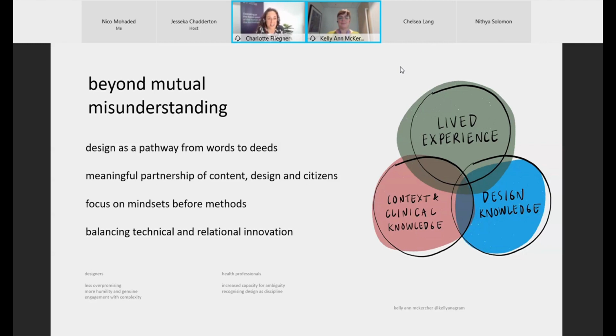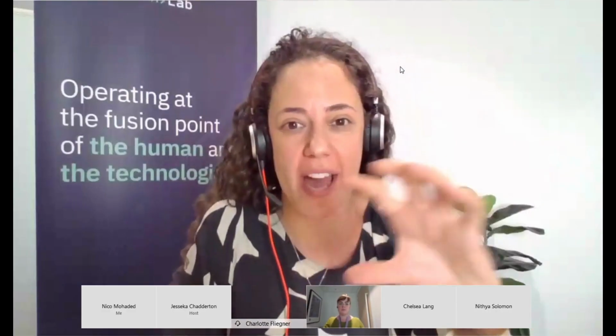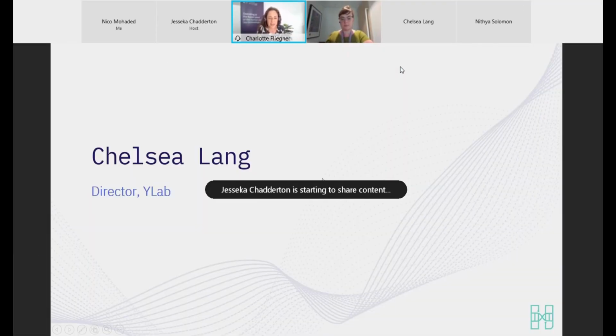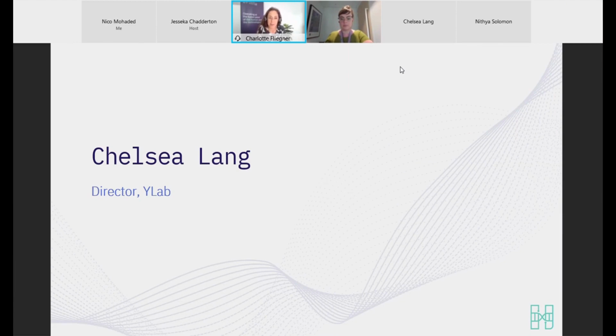Thank you, Kellyanne. That's a fantastic call to action, I think, to all of the designers, but also the healthcare professionals who are joining us today. And I especially like that you finish off with that diagram of those three elements coming together, because I think that's a really good segue to Chelsea Lang and her work and how she can provide us today with some really practical examples of how her work at Ylab has brought those three sectors together.